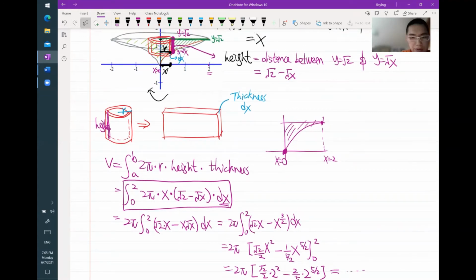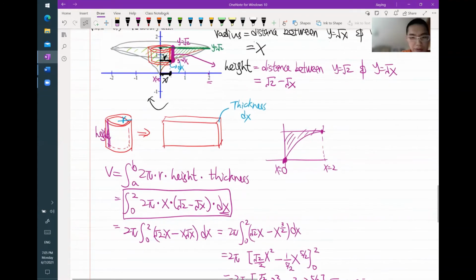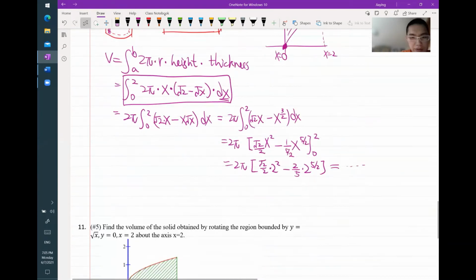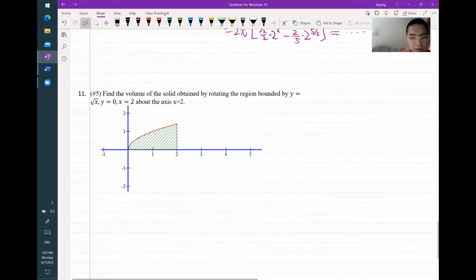All right, any other questions before we move on to the next example? All right, I believe this is the last example on this topic.